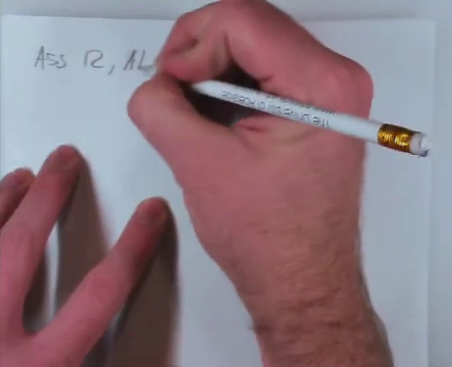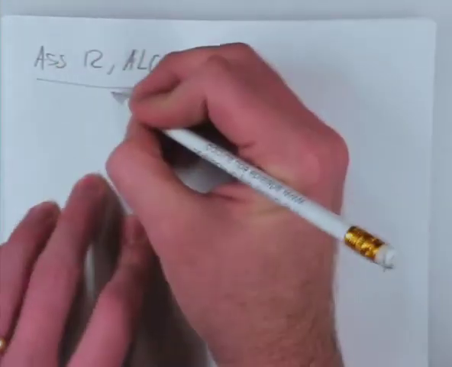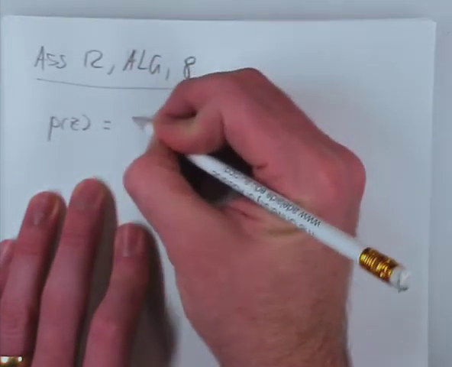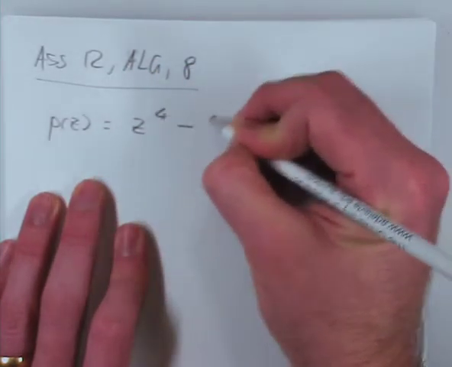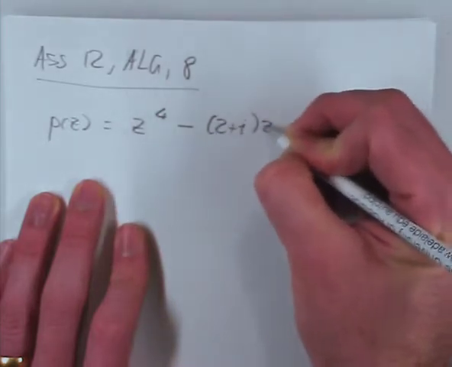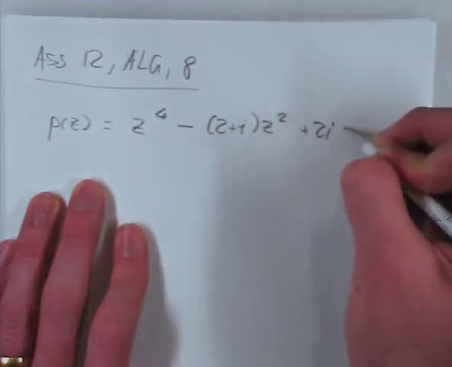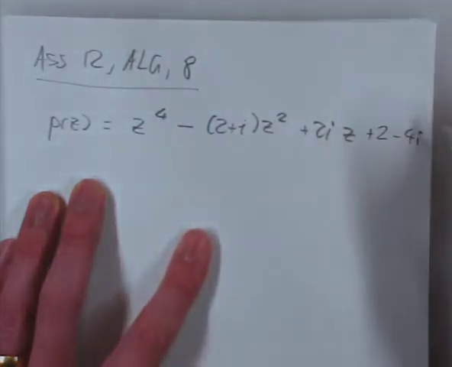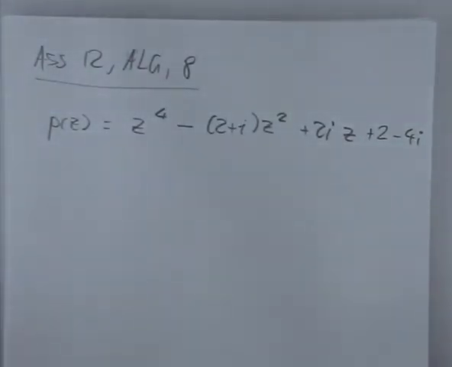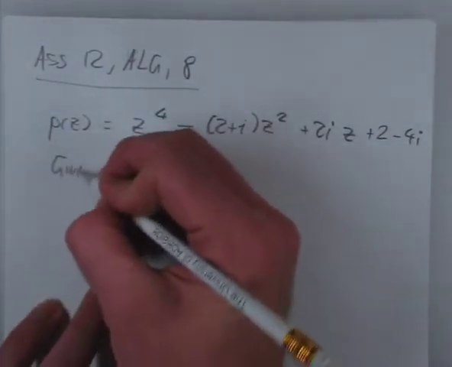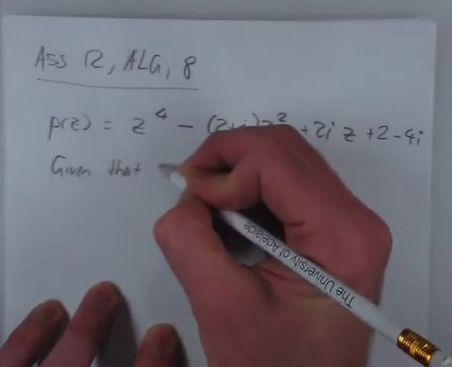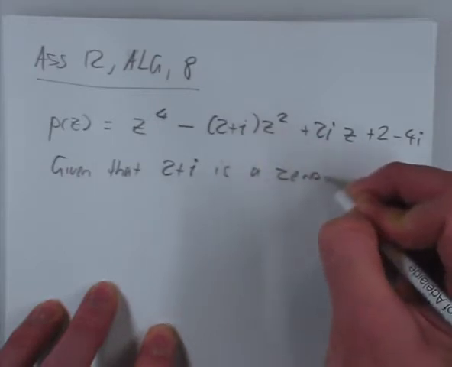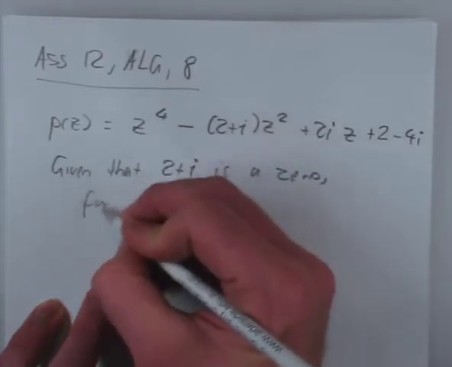So assignment 12, algebra 8, which is P of z is z to the 4 minus (2 plus i) times z squared plus 2i z plus 2 minus 4i. Okay, so given that 2 plus i is a zero, find all the zeros.